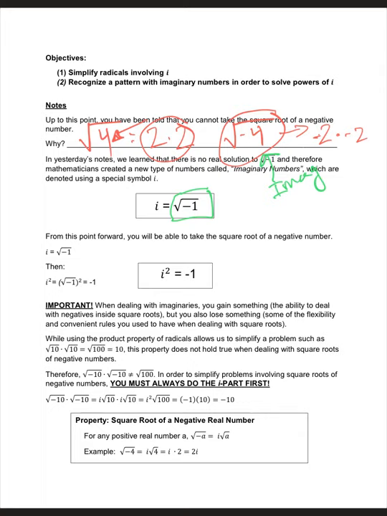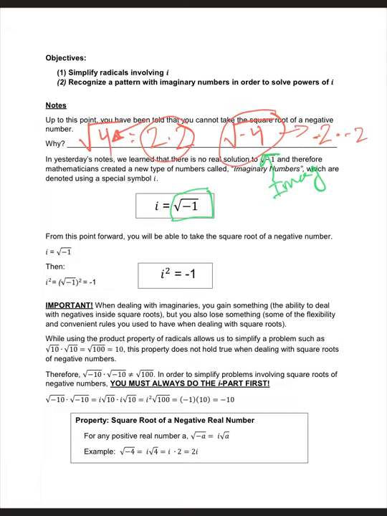Okay, so no longer, guys, previously in classes, you would just say the square root of a negative number cannot be simplified or is no solution, whatever the case may be. No longer will you do that. Whenever you see the square root of a negative number, you now need to identify it as an imaginary number by using an i. And we'll go through what that potentially looks like. From this point forward, you'll be able to take the square root of a negative number.